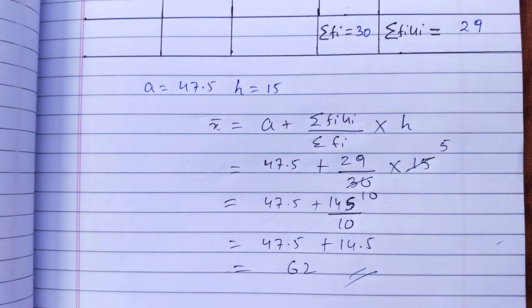So for finding the mean, we have learned 3 methods today. You can use any method. Okay, you can use the step deviation method also. You can use the assumed mean method also. You can use the direct method also. It's up to you. Clear? So pause the video and write all the solutions. Thank you.